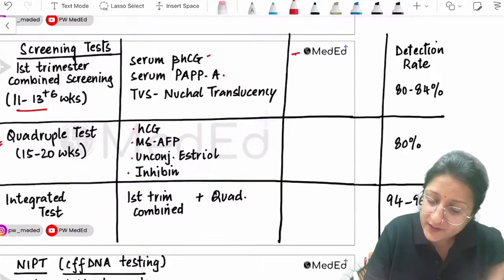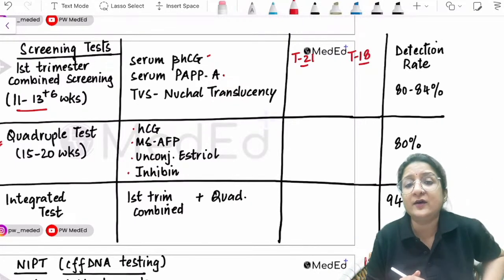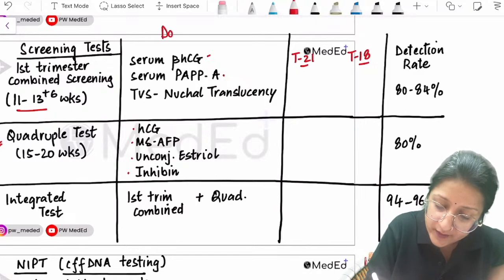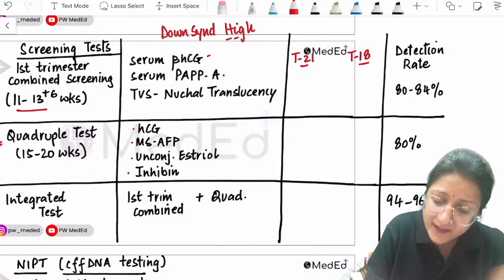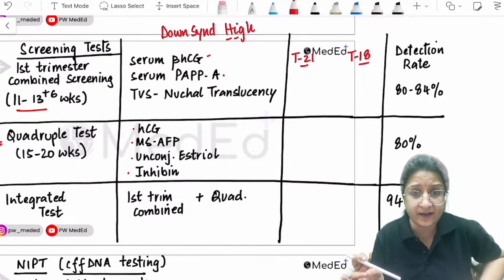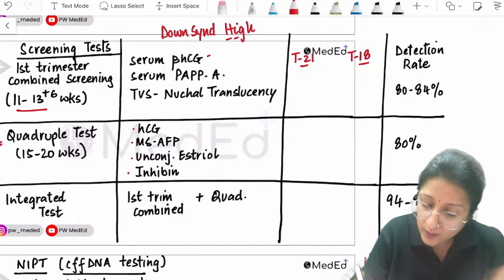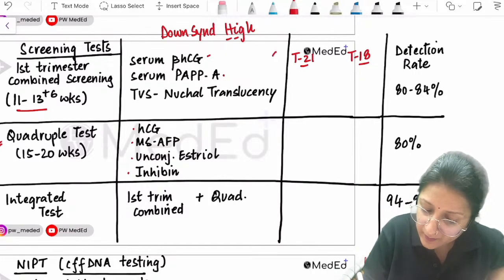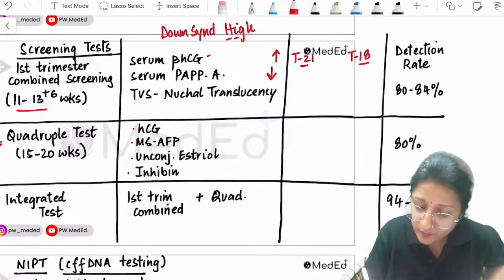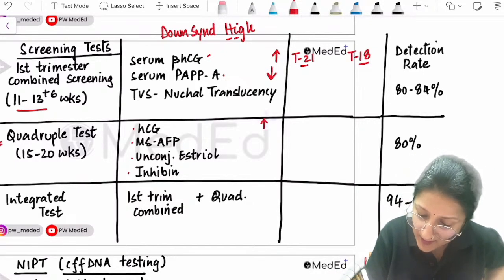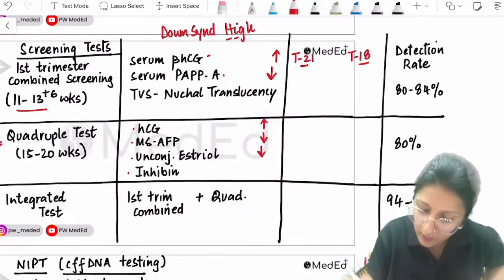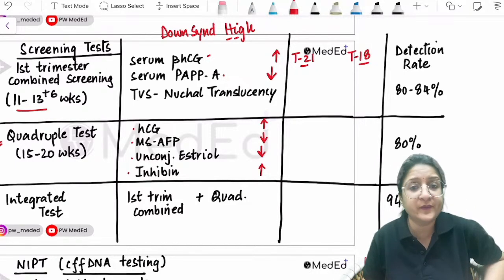Let's talk about trisomy 21 and trisomy 18. Trisomy 21, Down syndrome. Remember, I told you about what is high for Down syndrome. HCG is high, inhibin is high. Rest all are low. So in trisomy 21, beta HCG is high, PAPP-A is low. And in the quad test, HCG is high, alpha fetoprotein low, unconjugated estriol low, inhibin high. This is for trisomy 21.